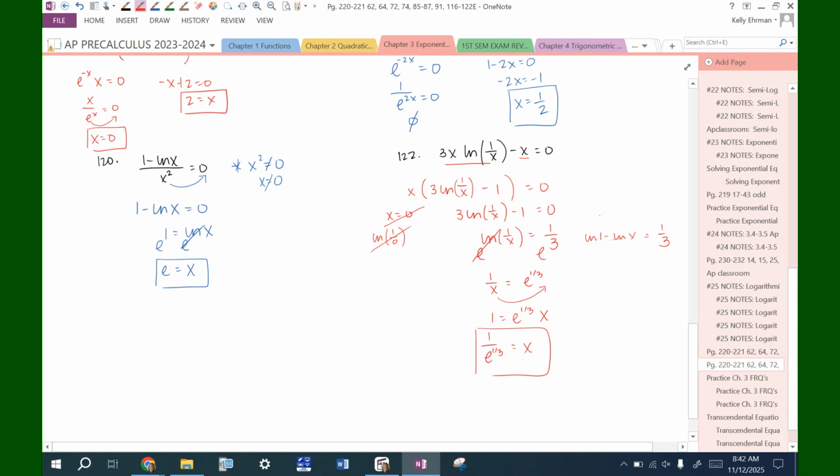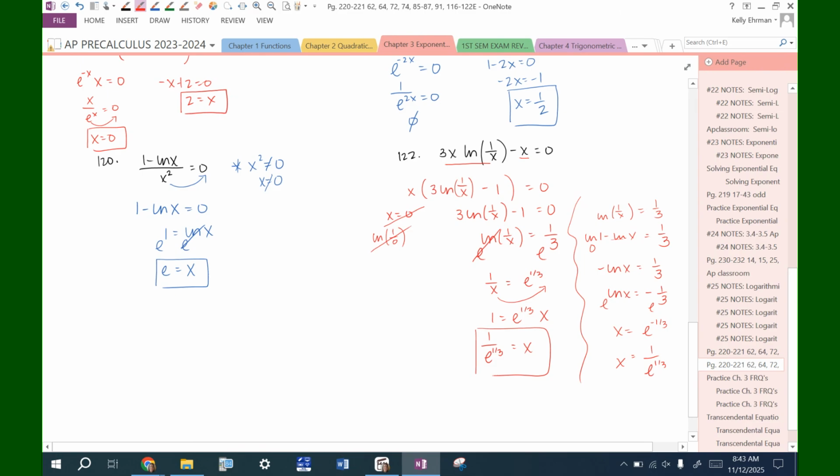Okay. What if I would have separated this out? So ln of 1 over x equals 1/3. That's what I had. So what if I expand it? ln of 1 is 0. So now it's negative ln of x equals 1/3. Before you base e both sides, you have to get the negative to the other side. And then you can base e both sides. And yeah, you get the same answer because e to the negative 1/3 is 1 over e to the 1/3. So cool, you can do it either way.